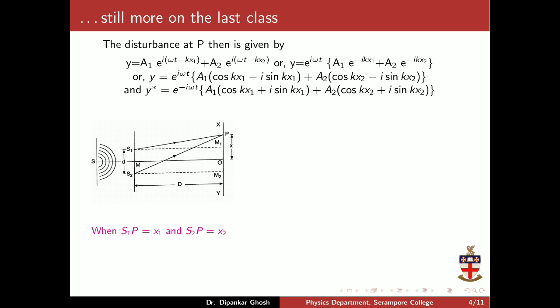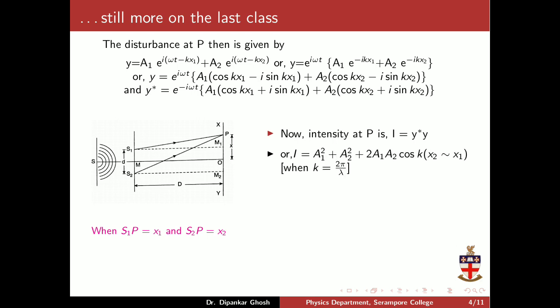Now, we would like to know what is the intensity at P. According to the definition of intensity, I is y star y, and this is the expression for intensity. All these things we have taken up in the last class. We are just recapitulating it.